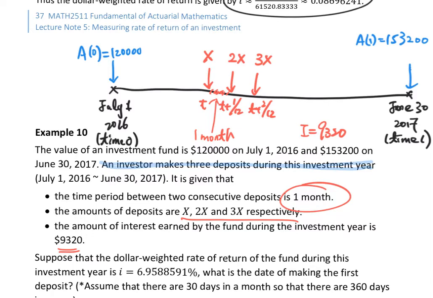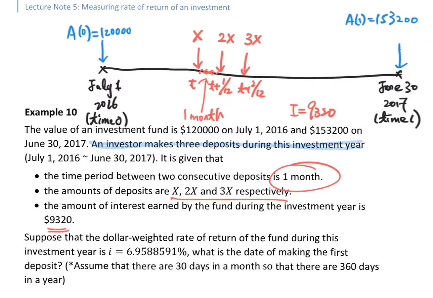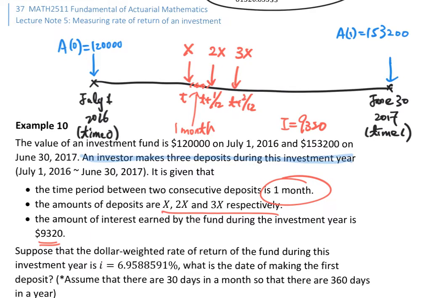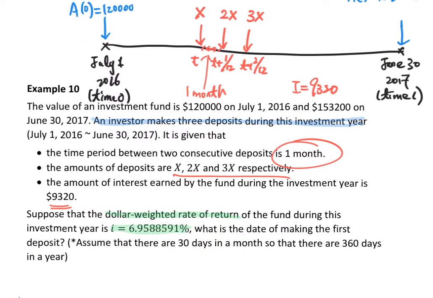Now, in this problem, we will ask you about the details of these 3 deposits. Let's suppose I give you the dollar weighted rate of return is 6.9588591%. My question is, when do we make the first deposit? I want you to try to find out the t, so that you can tell on which day you are going to make this deposit.